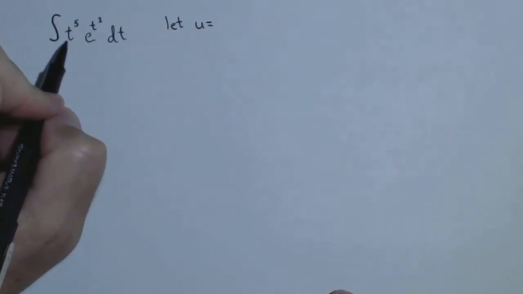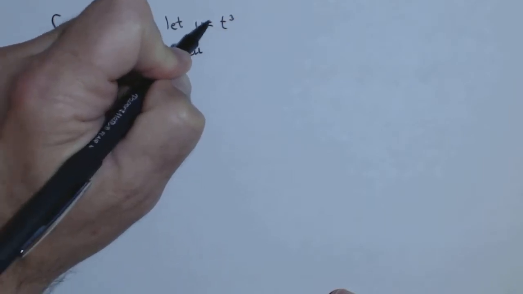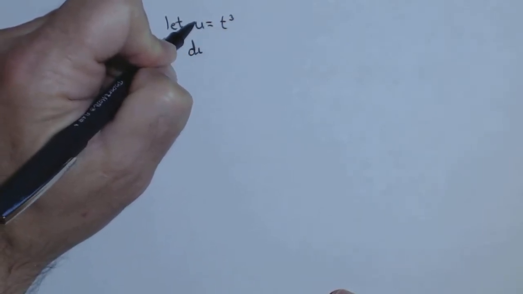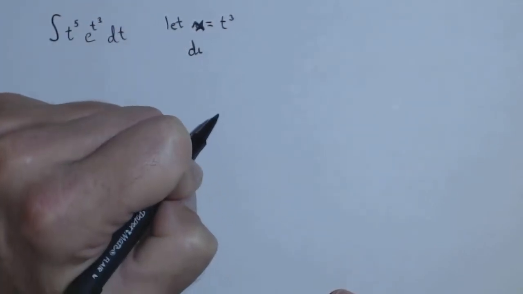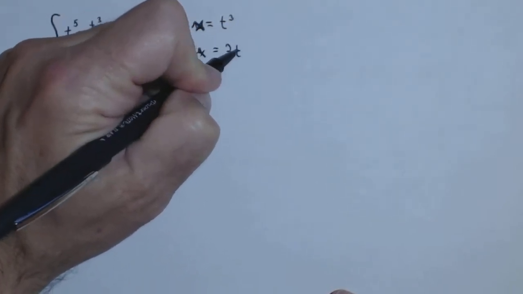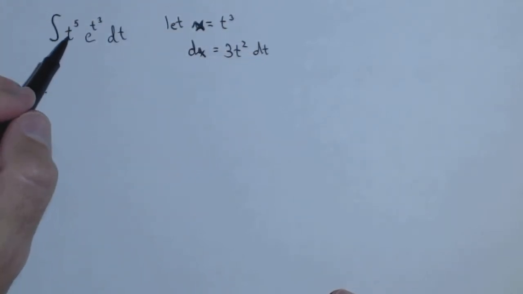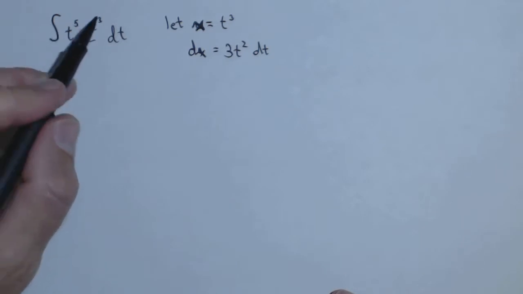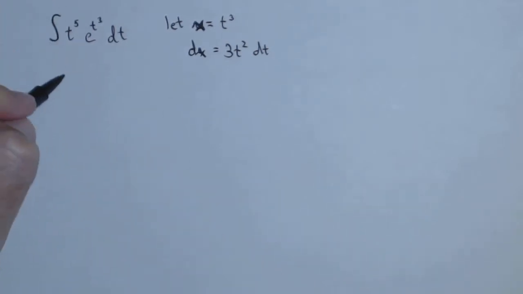What I notice is that there is a factor of t cubed in here. So it's really neat how this ends up working out. I'm going to let u equal t cubed, or actually let's not use u because we are going to need integration by parts, and I don't want to have too many u's. So let's use x. X is t cubed, then dx is 3t squared dt. Now, what's nice about the exponent on this t is 5 is a 2 plus 3, and that's what is going to make this one work.